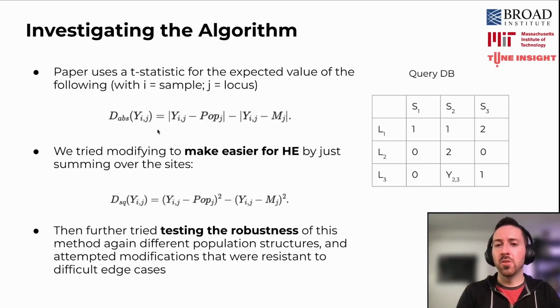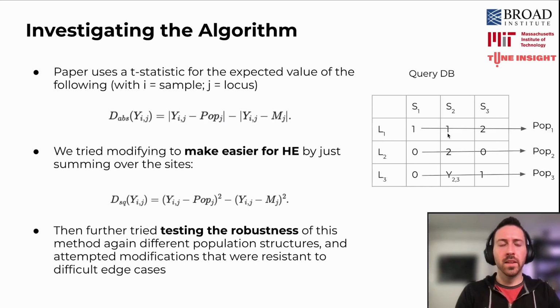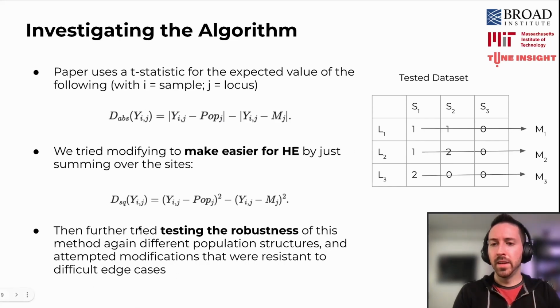Taking a closer look at the algorithm in the paper, we focus on this statistic. Here, the pop sub j is created using the query database by taking the average value of the variant dosages at that locus across all the samples. The m sub j values are computed similarly using the tested dataset. In the paper, they look at this quantity and perform a transform to model its expected value as a t-statistic. To make it easier to use HE, we replace the absolute values with squares and just take the sum of these values over all the sites indexed by j.